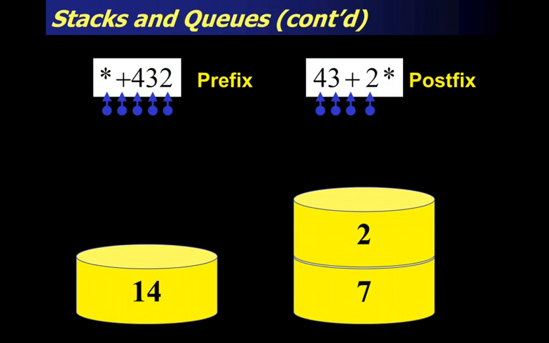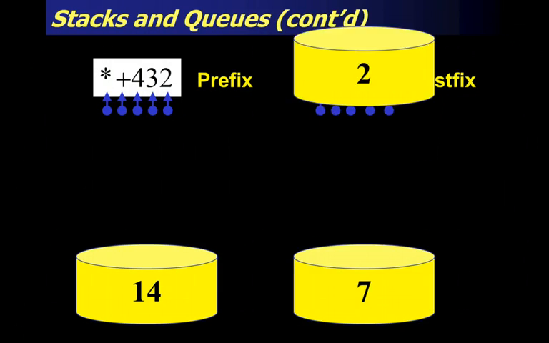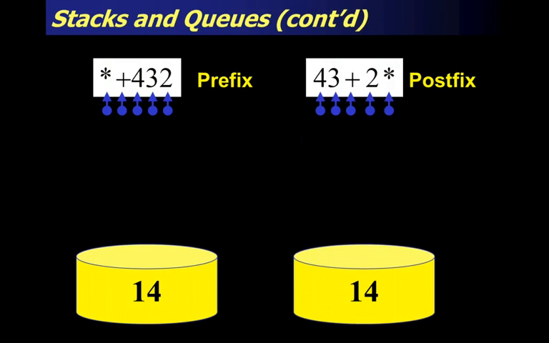This is an operand, so put it on the stack. Then I encounter an operator. Pop 2 off the stack, place the result on the stack. I have no more input here, so whatever's left is my answer.